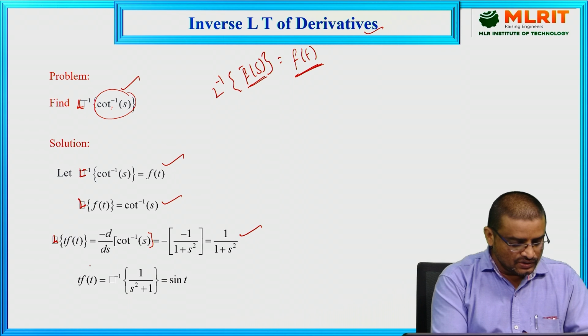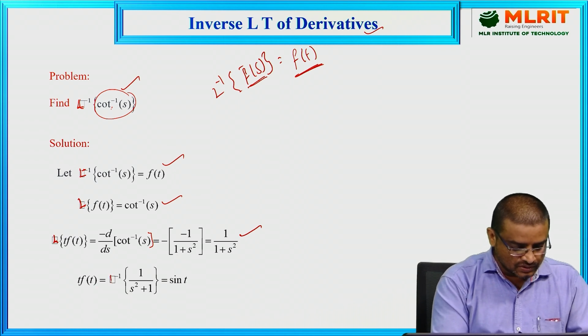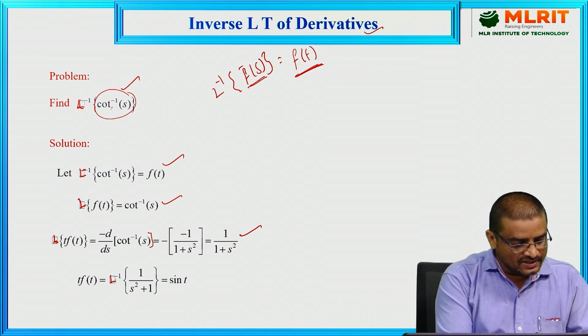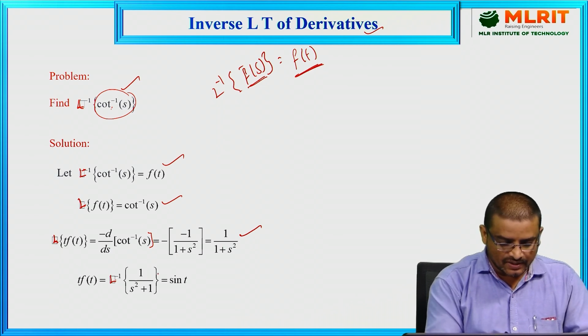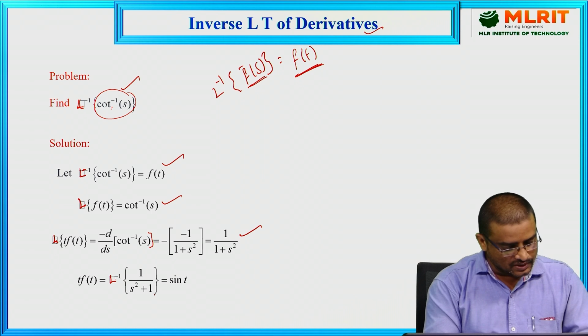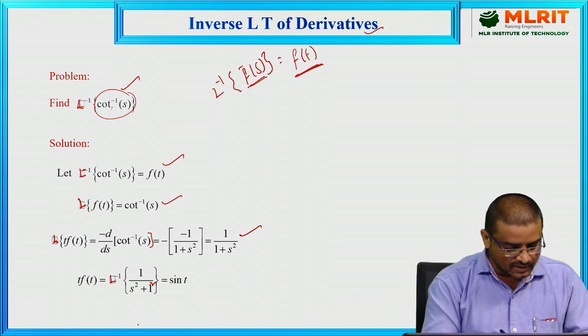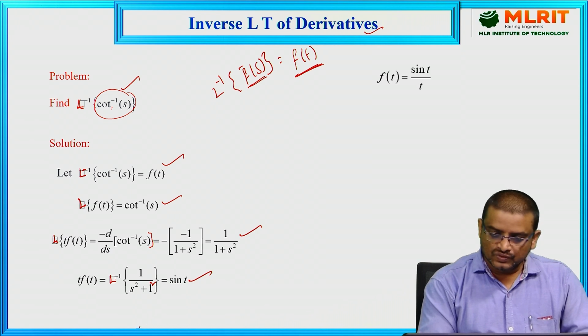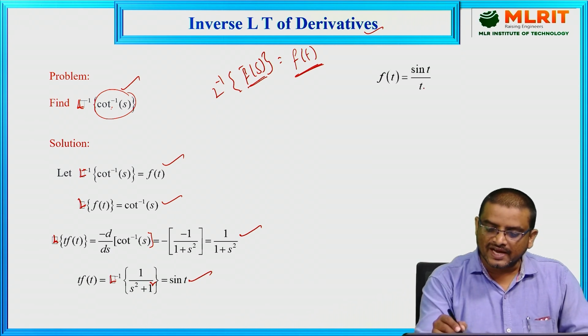So t into f of t is equal to L inverse of, if we send this L to this side, it becomes L inverse of 1 by s square plus 1. So 1 can be written as 1 square. So this can be written as sin t. So f of t is equal to sin t by t.